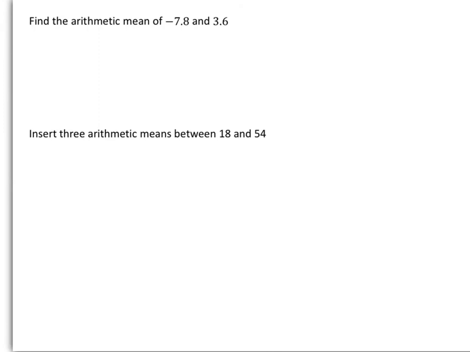The last two questions deal with arithmetic mean. The first one you already know how to do. When you find the arithmetic mean of two numbers, you add those numbers together and you divide by that value. So I'll take -7.8 plus 3.6 and divide that value by 2. This gives me -4.2 divided by 2, and my arithmetic mean is -2.1. That's it. The arithmetic mean of two numbers is simply the average.